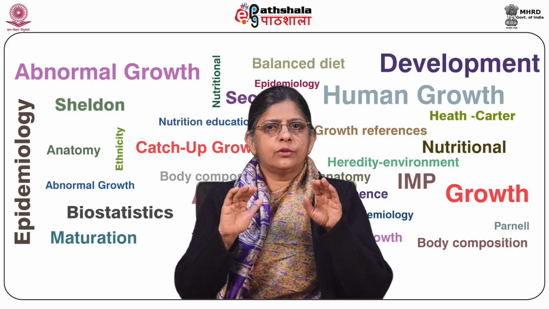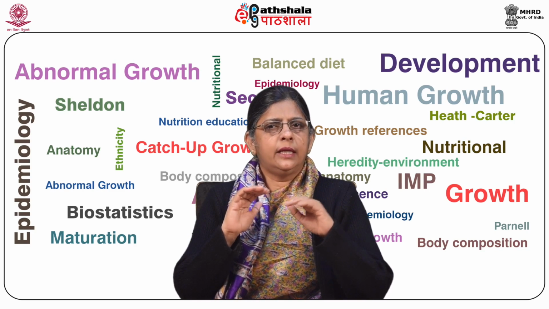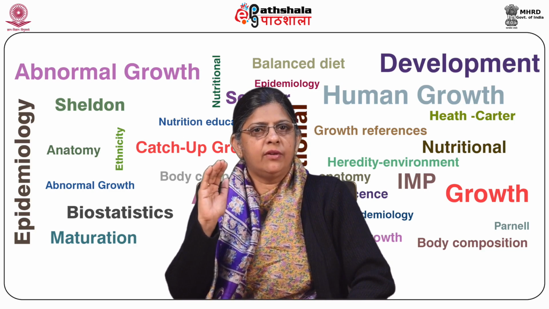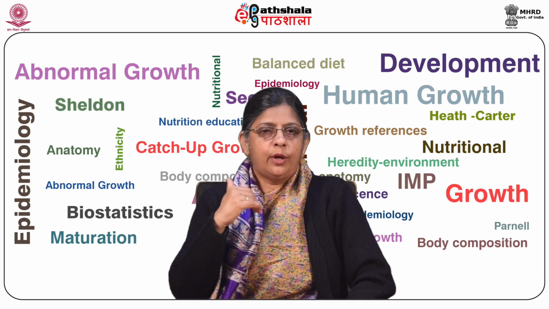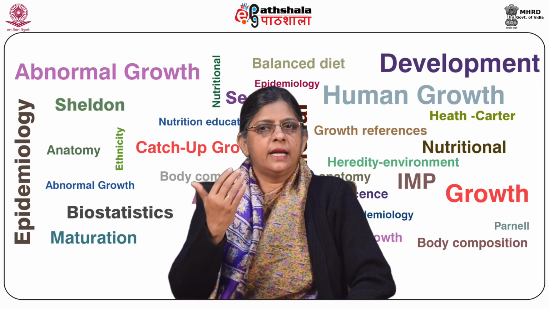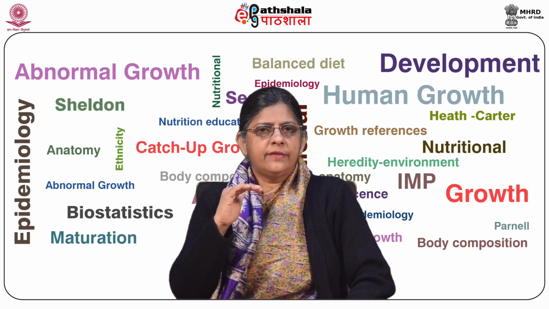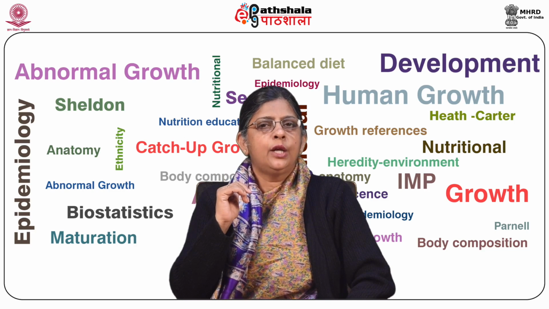Let's learn what the isotope dilution method is. Stable isotopes like deuterium oxide and oxygen-18 are administered orally in small doses. This increases the level of naturally occurring isotopes in the body. A body fluid sample is then analyzed using mass spectrometry. It gives the estimate of total body water, fat mass, and fat-free mass is calculated using total body weight measurement.